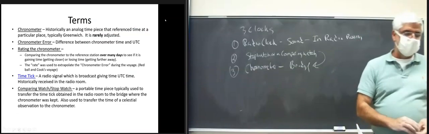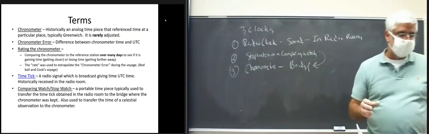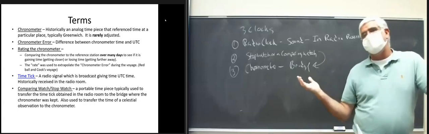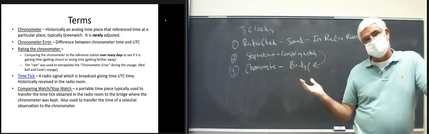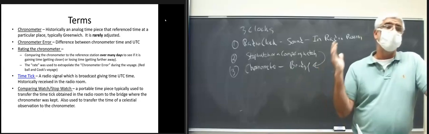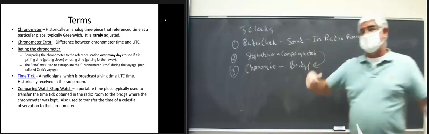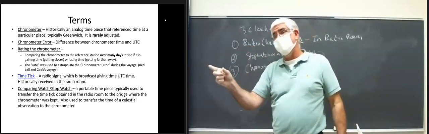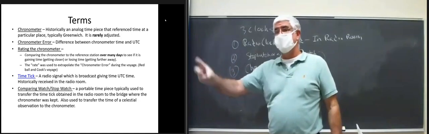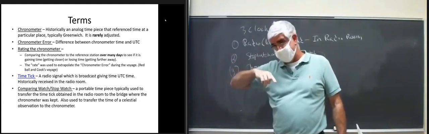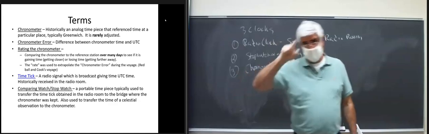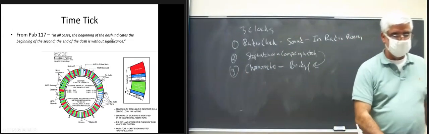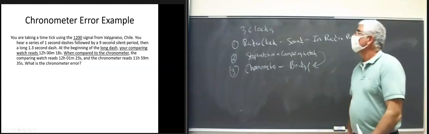So the chronometer error, rating the chronometer. The chronometer error is how far off a chronometer is from UTC. The rating of the chronometer is, is it getting faster today or slower today? It's not the error, it's how much the error has gotten worse or better. That's called rating the chronometer. You're going to have to do that. The time tick I just did and the comparing watch talked about. Okay, great. Here you go.